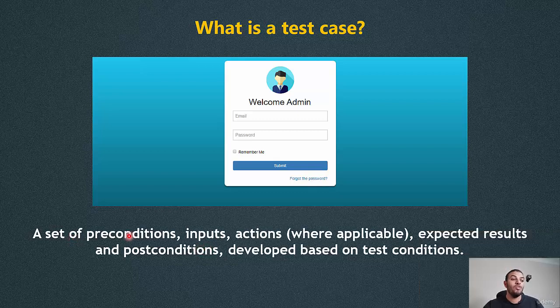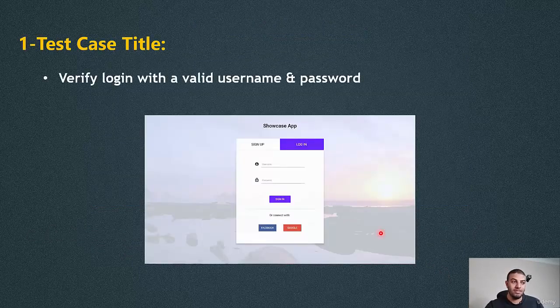A test case is a set of preconditions, inputs, actions, expected results, and post conditions developed based on test conditions. So we have a test condition first, like login functionality or verify login with a valid user. This is a test condition. Based on this test condition, we write many test cases. And the test case has many fields, a precondition, inputs, actions, and all these fields that are written inside this slide, okay? So let's begin by the first field and then see what is a test case.